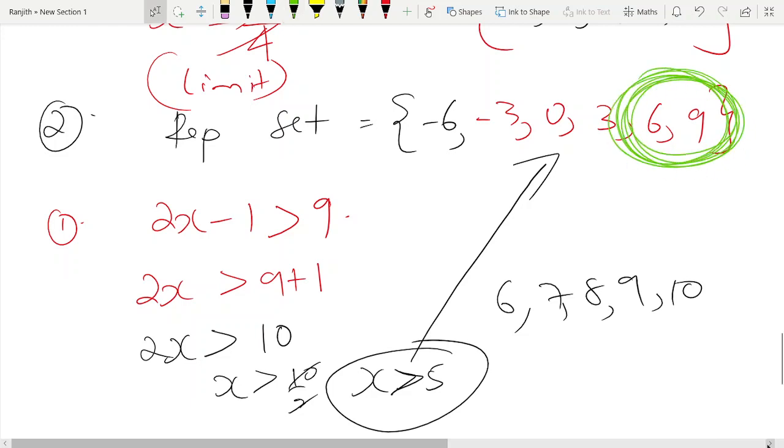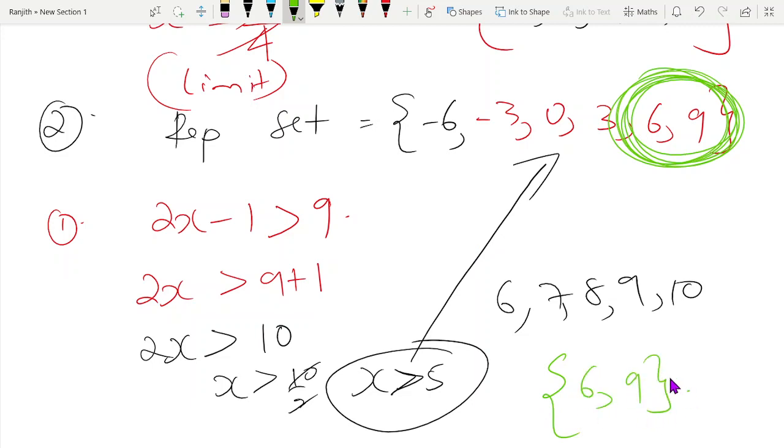So our answer is x is greater than 5, and our limit is the value given. It has to be only from that number. That is why we call it the universal set. So what's the answer? Open like this, 6 comma 9. Understood?